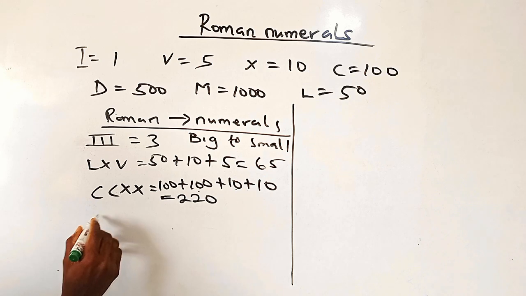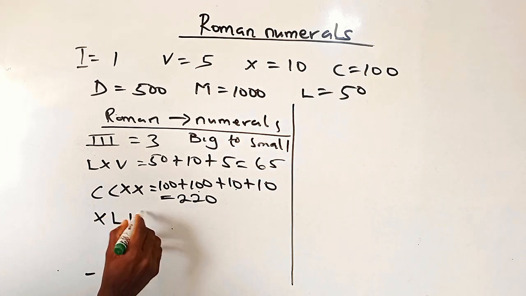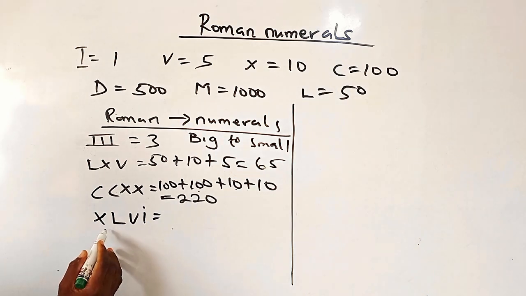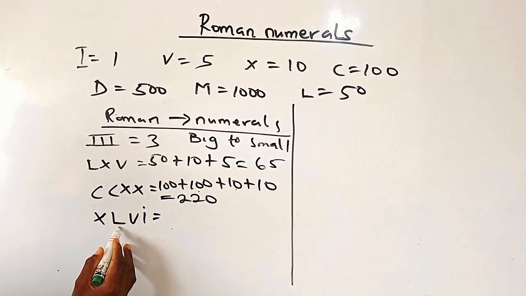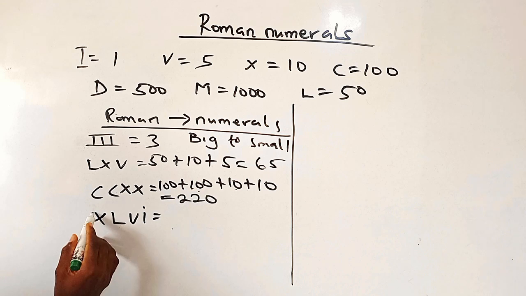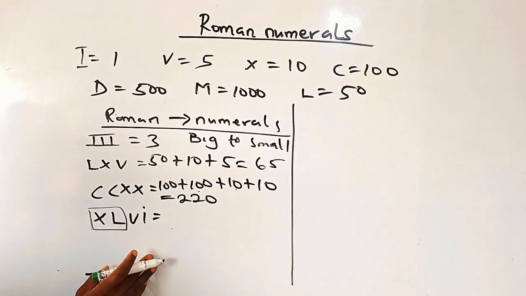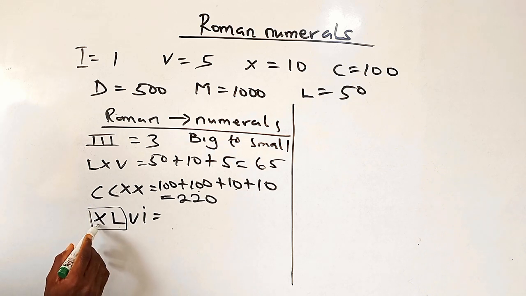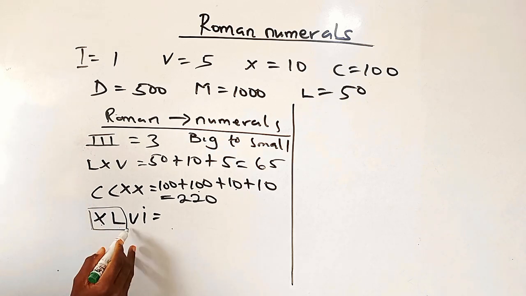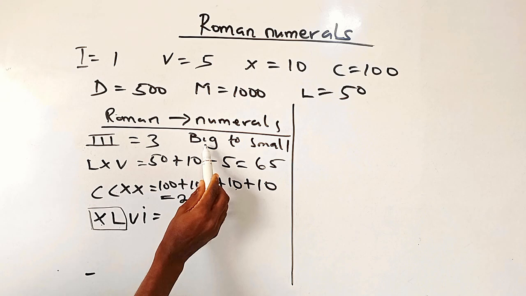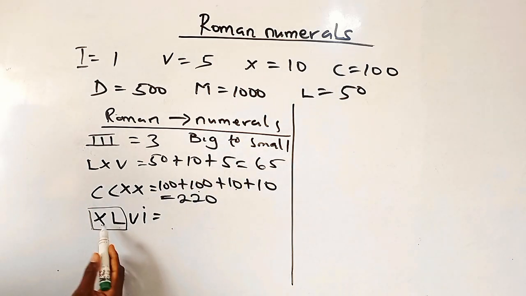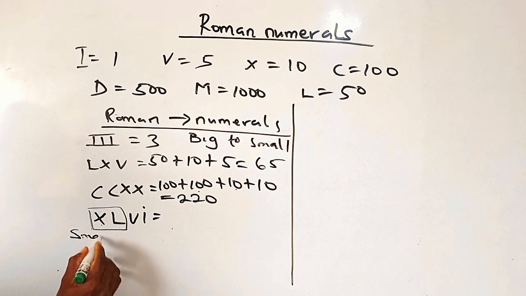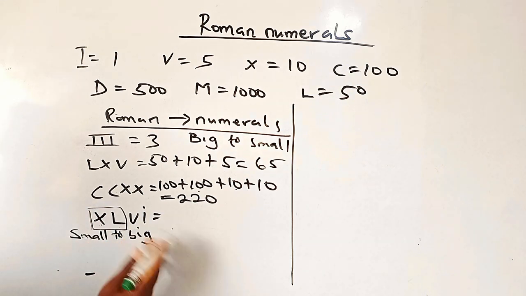So let's look at this illustration where we are moving from the small to the big. Let's say we have XLVI. When we look at this, you can group it: we have X, L, V, I. So let us take this as XL. For XL, you can see that you are moving from a small number to a big number. When moving from big to small, you are adding, but when you are moving from small to big, you subtract.